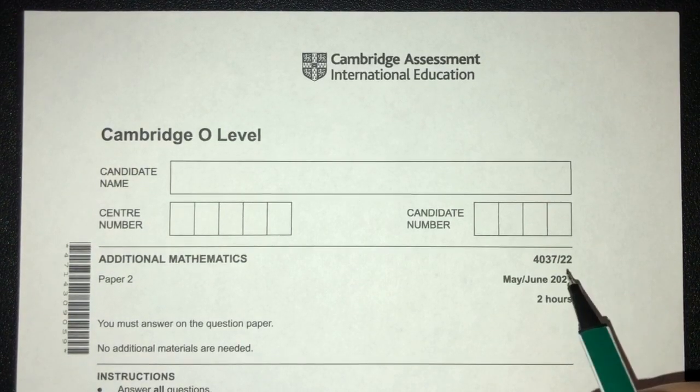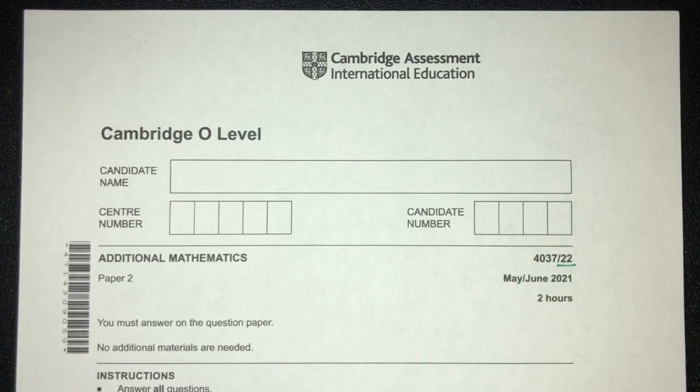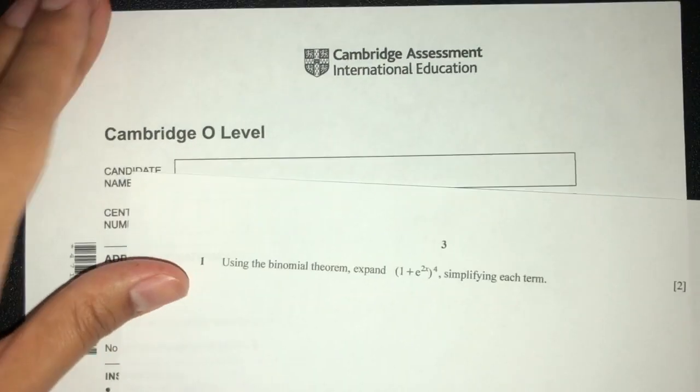This one is paper 2-2 of May-June 2021. So in this paper, I'll be doing every question, and I will be focusing more on explaining in detail each and every question, and also providing you guys with the thoughts or the mindset of how to approach every question. So let's move on to, I think, obviously question number 1.